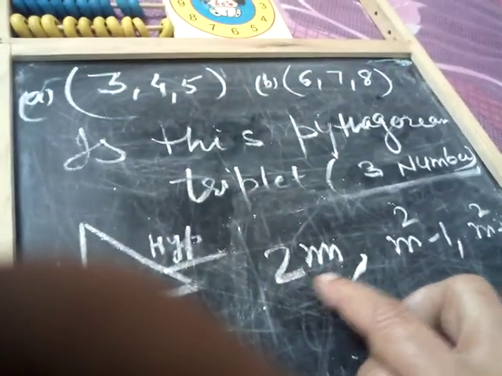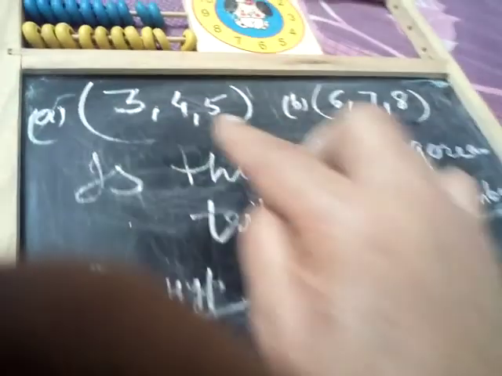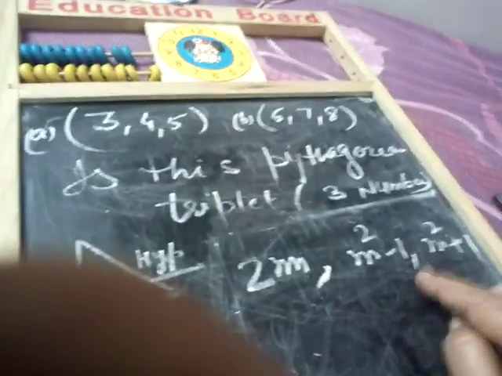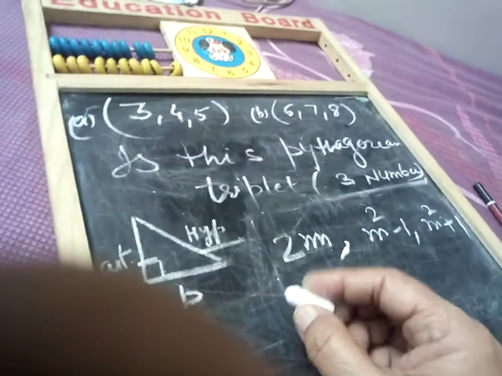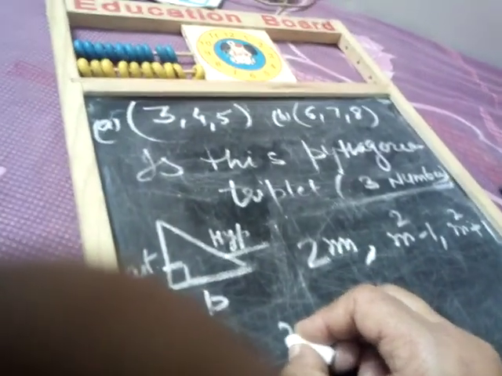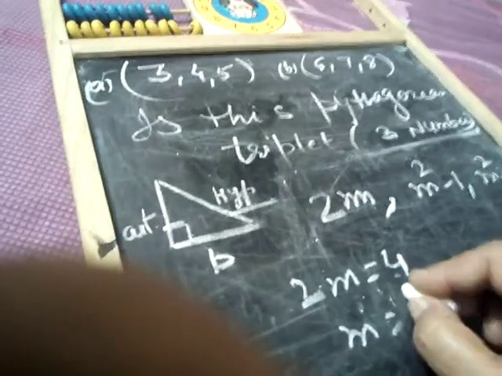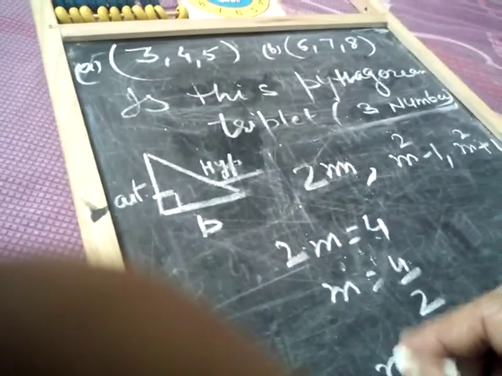Now this is 2m. 2m is a multiple of 2. Here, in these three numbers, one is a multiple of 2. This is 2m. This is a proved formula. You have to take it directly. So we will take 2m is equal to 4, and m is equal to 4 upon 2. That is, m is equal to 2.